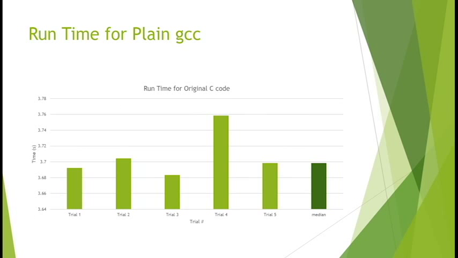Using the code from the previous slide, we executed the matrix multiply program 5 separate times, and then we recorded the median to give a baseline for the times. As you can see, the runtime took about 3.7 seconds each time, with a median of just under 3.7 seconds.